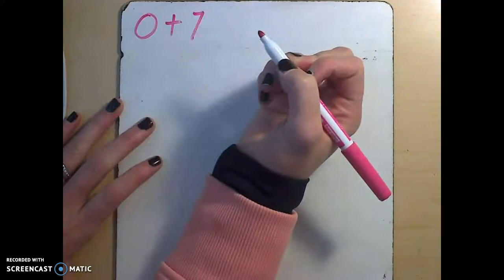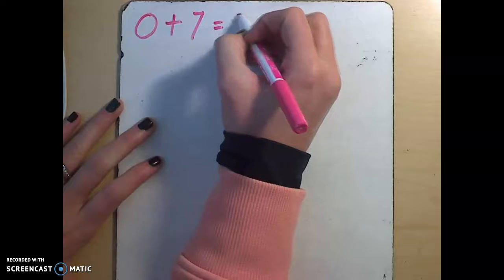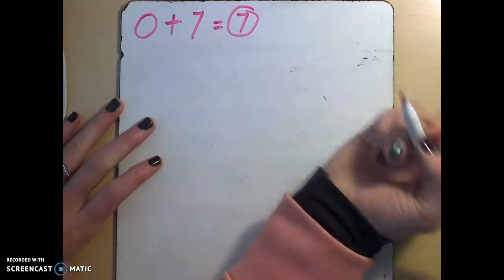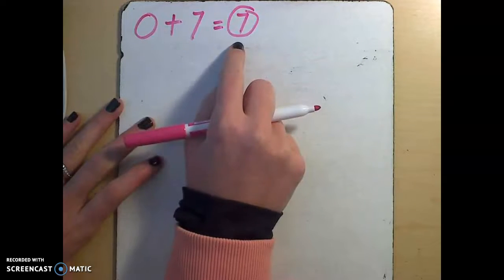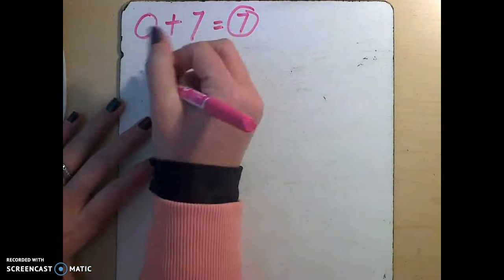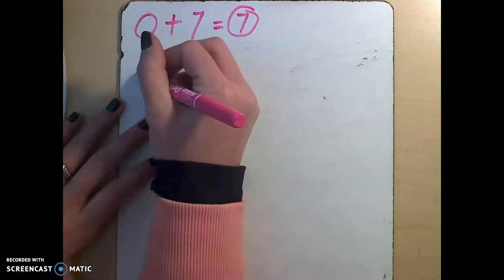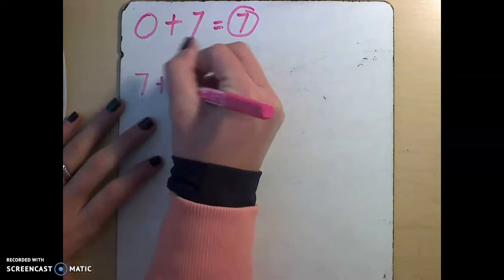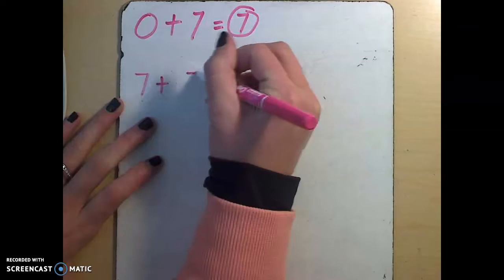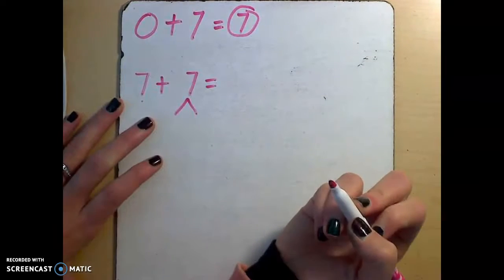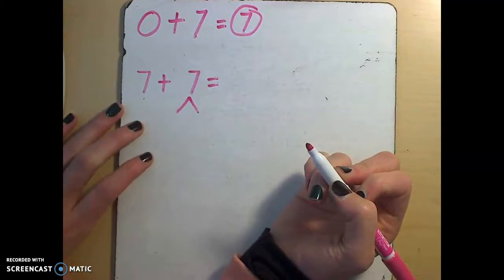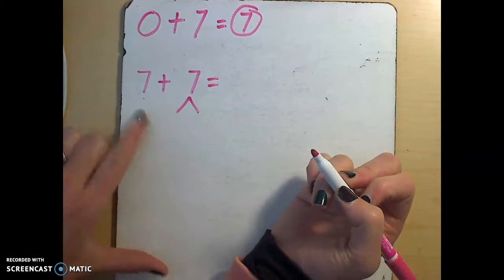And everybody knows that 0 plus 7 is 7. So that's my first one. That's 1 times 7. Okay? Then I'm going to take my 7, I'm going to add another 7. Now, let's think about a way to break this down to make our adding a little easier. What numbers could I use to make my adding easier?